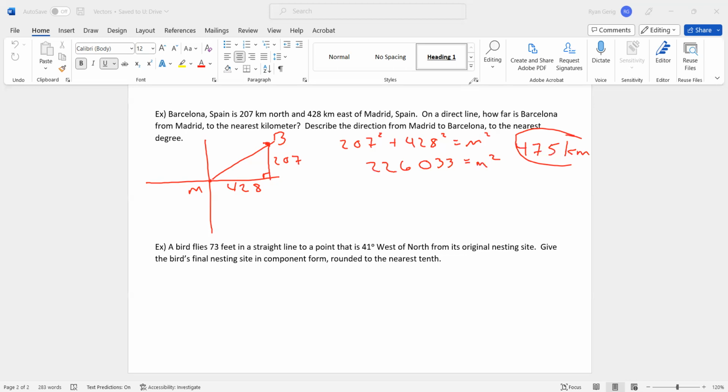Now I'm going to try and find the direction from Madrid to Barcelona. Again, tangent of x equals 207 over 428. So inverse tangent of that fraction. And I get 25.8. So we're going to say 26 degrees. And that's north of east.